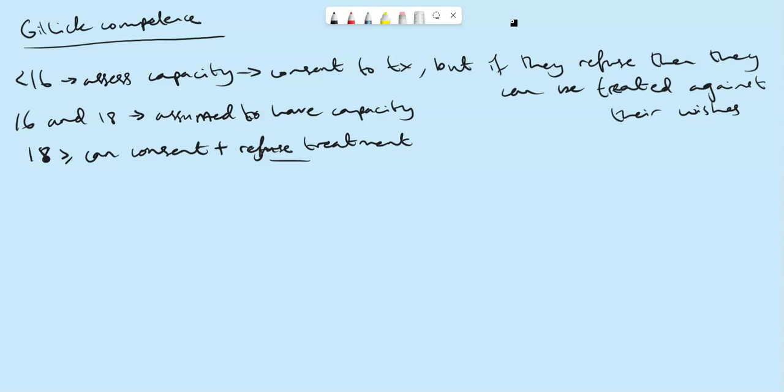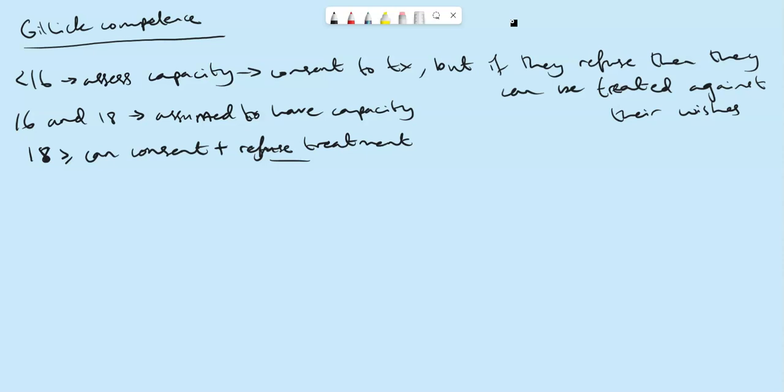So under 16s, assess their capacity, they can consent to the treatment, but if they refuse, they can be treated against their wishes. 16 to 18, unless you have reason to suspect that they don't have capacity, then you assume that they have capacity. However, if they refuse treatment, then they can be treated against their wishes. If they have capacity but they're refusing treatment, it can be a tricky situation. The ideal is to speak to the parents.